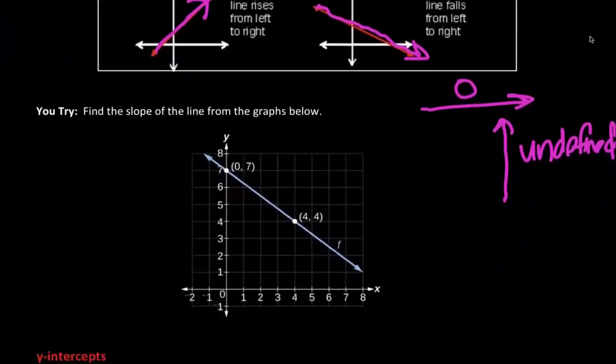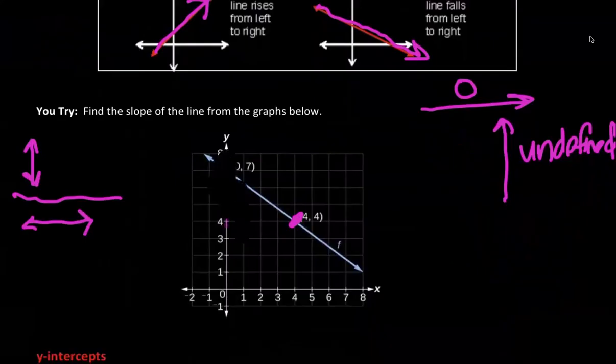Let's look at another example. Find the slope of the line from the graphs below. So I'm going to start here and count how many I rise and run to get to here. If we're here at (0, 7), I'm going to need to go down as my rise. And remember, rise just means up or down. Run means left or right. So rise might not always be up. It could be up or down. All right, so here we would go down 1, 2, 3.